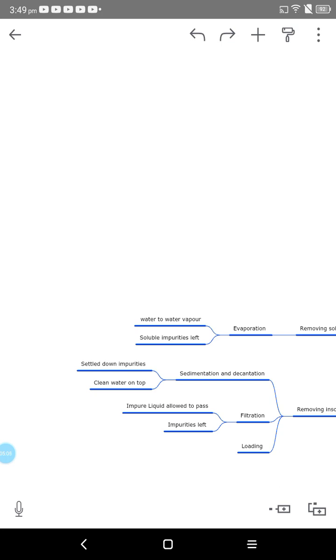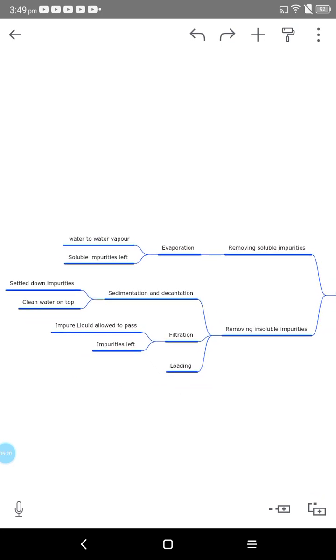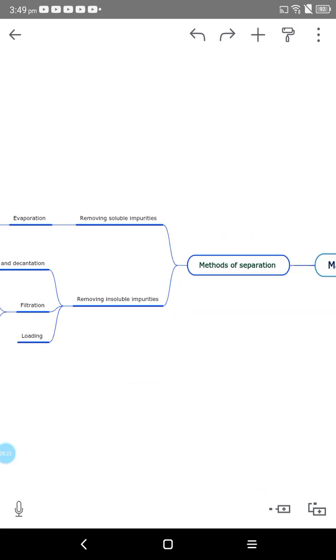or any container. Loading. I did not write the definition of loading, but I am going to say it. Adding alum into the impure water improves the rate of sedimentation. With this, we complete our whole chapter.